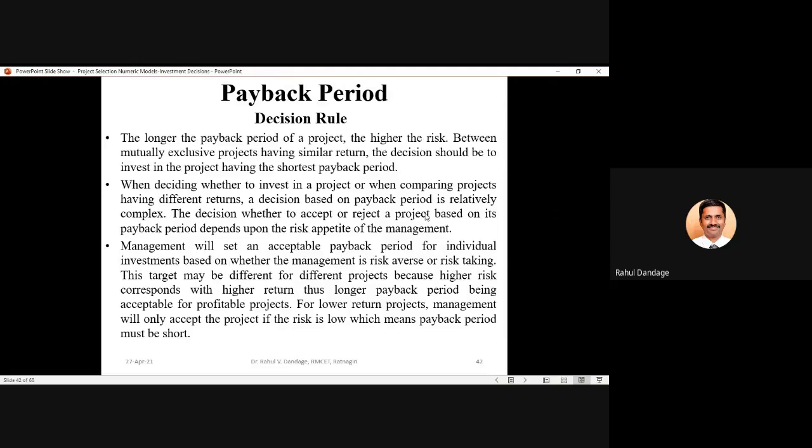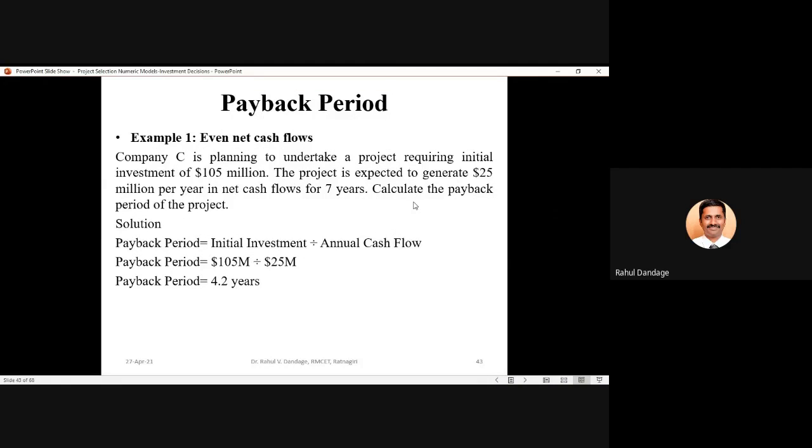But preferably, the payback period method is very rarely used because the time value of money is not taken into account. So, a simple example, taking even net cash flows. Company C is planning to undertake a project requiring an initial investment of $105 million. The project is expected to generate $25 million per year in net cash flow for 7 years. So the cash flow is uniform for all 7 years, that is $25 million. Calculate the payback period of the project.